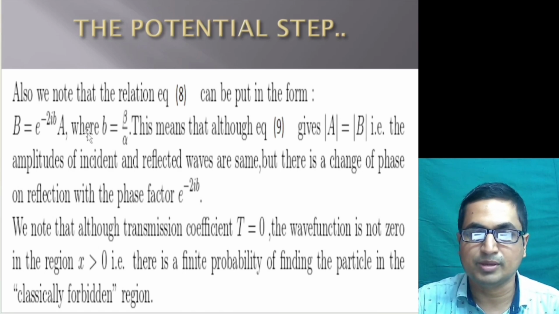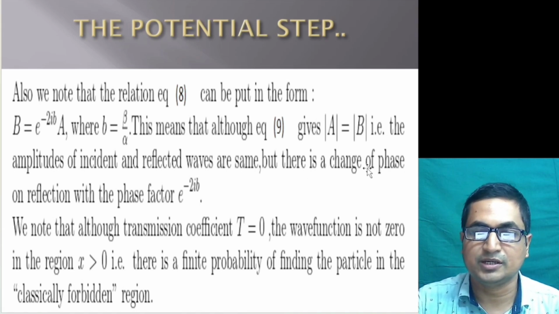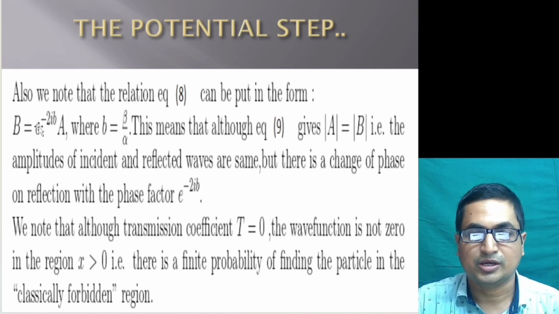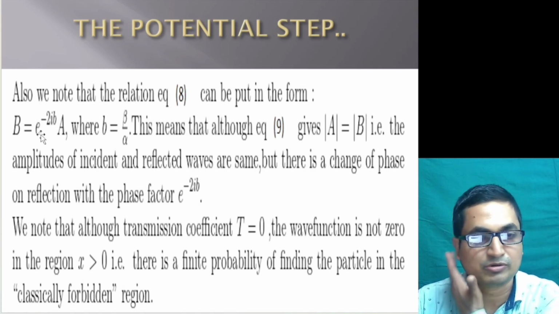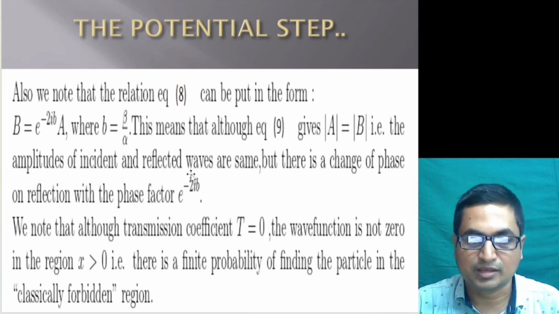Also, one thing we can do is put B equal to this form in equation 9, and always remember that if you take the modulus of this, it means that the amplitude of the incident wave, that is modulus A, is always equal to the amplitude of the reflected wave. The only thing is that there is a change of phase on reflection, as determined by this phase factor e to the power minus twice i beta.